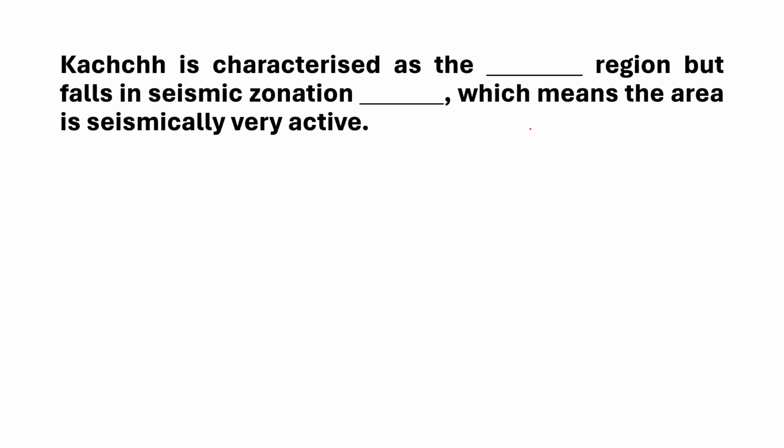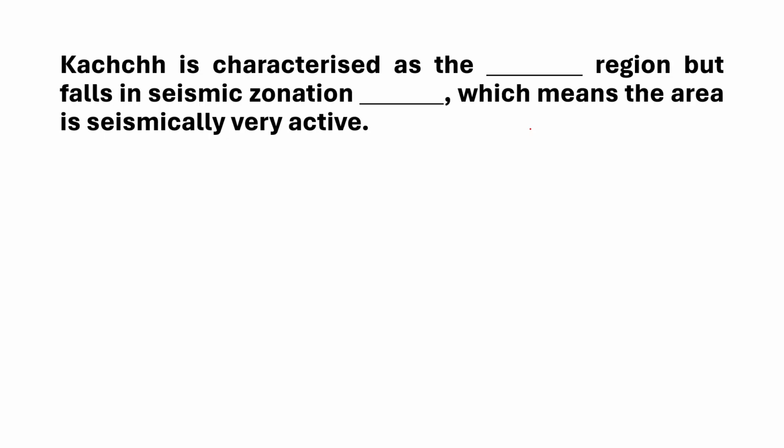So the Kutch region is characterized as a dash region, but it falls in seismic zonation dash, which means the area is seismically very active. So considering the position of Kutch, we call Kutch something. But in terms of seismic zonation, 2, 3, 4, 5, right? That is the seismic zonation. It comes under one of these numbers. What is that number?